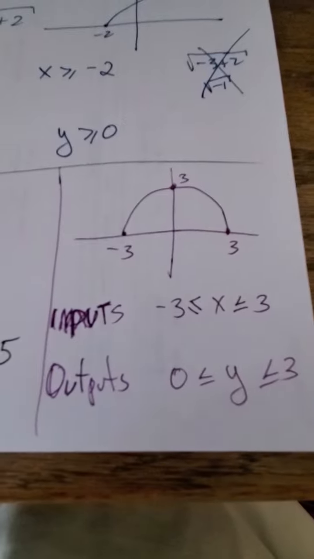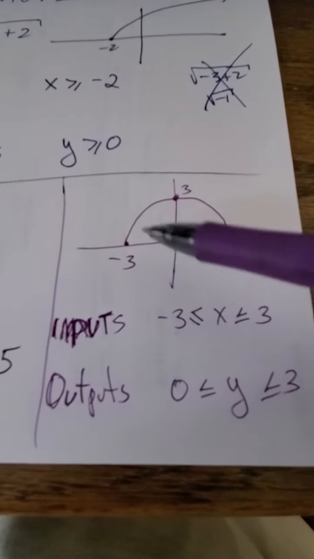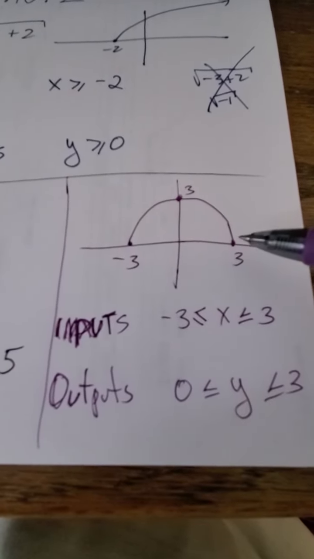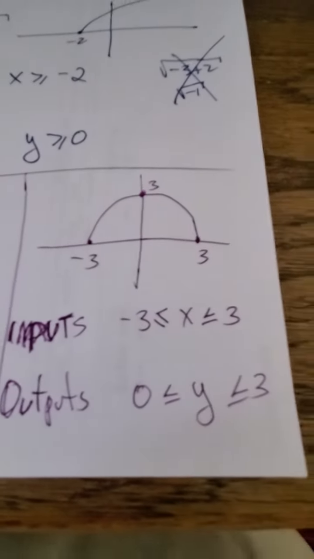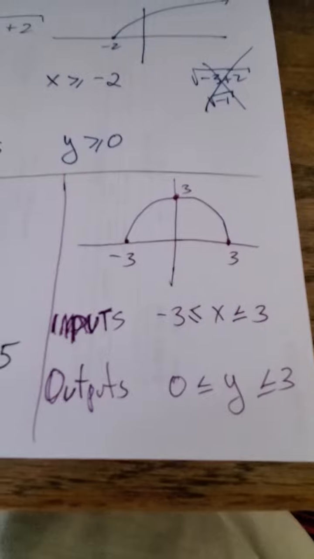For this case, where I have a semicircle, the inputs is the x values go from -3 all the way to +3, but the y values only go from 0 to 3, and that will be the answer. Yay!